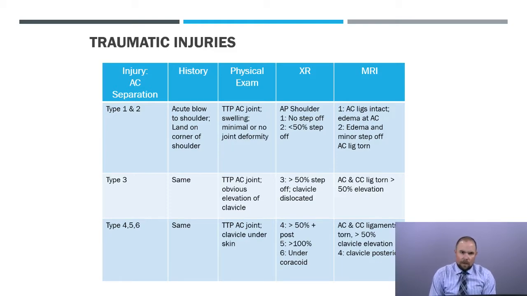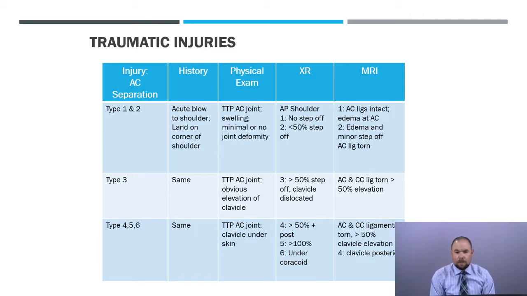With orthopedic injuries, we typically recommend an X-ray. The X-ray findings with shoulder separations vary based on the degree of severity of the injury. For the acromioclavicular separations, we grade these into 6 types. Broken down, type 1 has no step off on X-ray and there's just pain over the AC joint area. Type 2, you would have less than a 50% step off on the AP x-ray of the shoulder.